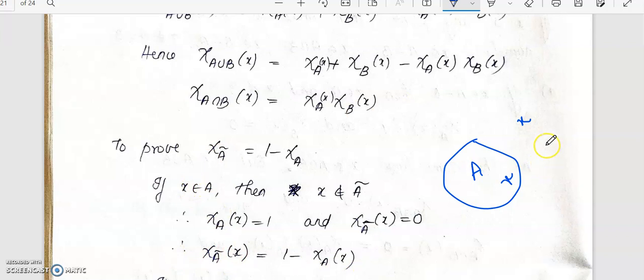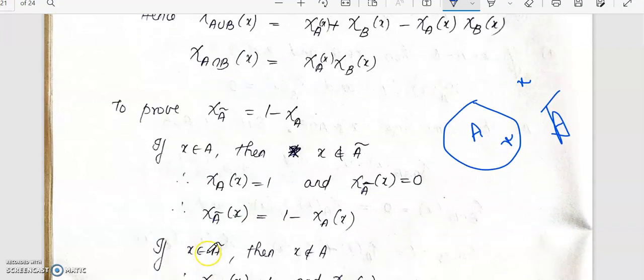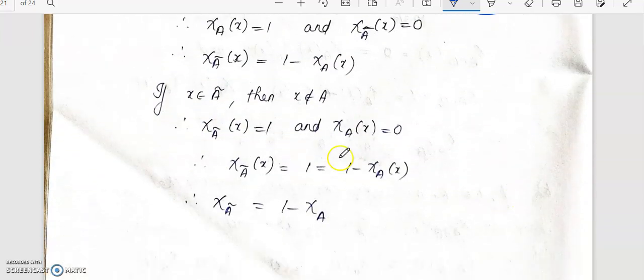Now if x belongs to A complement, so this is the A complement set. So if x belongs to A complement, then in that case x does not belong to A. When x belongs to A complement, chi A complement will be equal to 1, chi A will be equal to 0. So again you will get chi A complement equal to 1 minus chi A. So again the equation is verified.